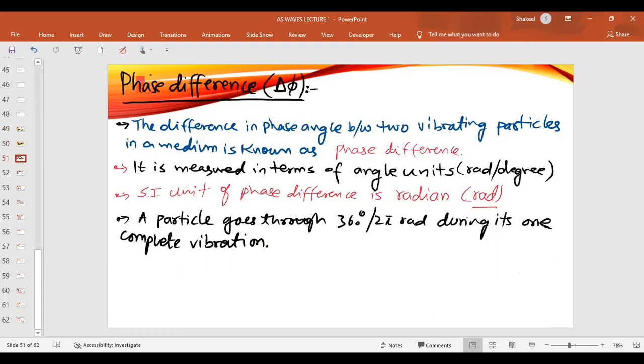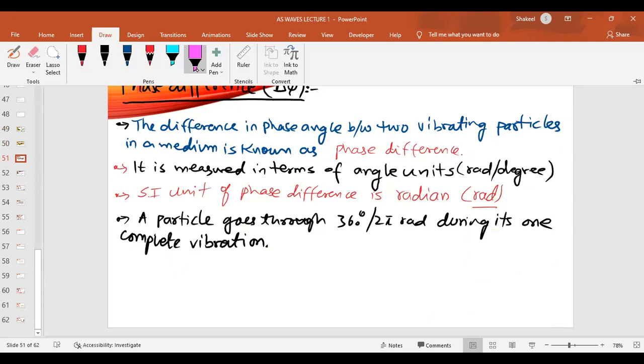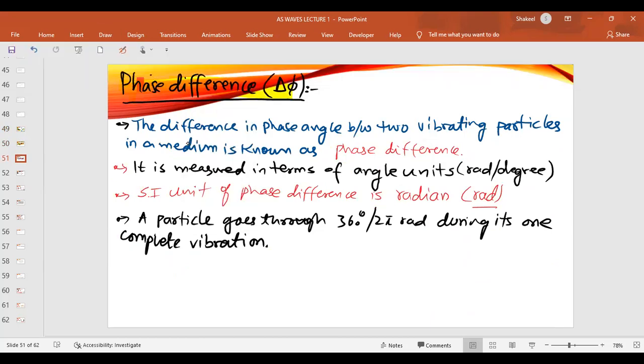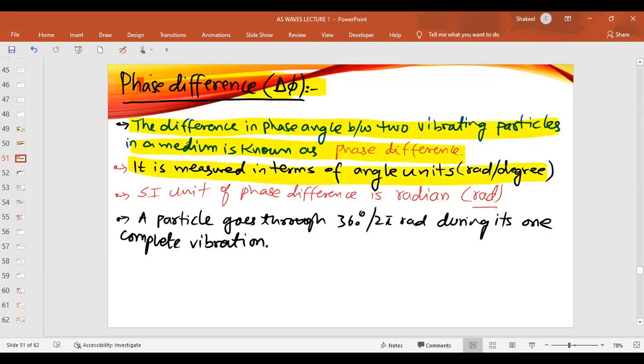Okay, now the next thing is, what is phase difference? Phase difference, delta phi. The difference in phase angle between two vibrating particles in a medium is known as phase difference. It is measured in terms of angle, that is radian or degree. SI unit for phase difference is radian.